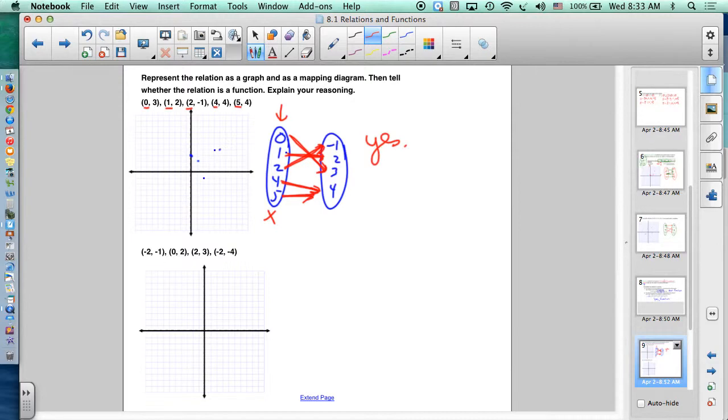In the second example, (negative 2, negative 1), we go left 2 and down 1. (0, 2) means we don't go left or right, we go up 2. (2, 3), we go right 2 and up 3. And (negative 2, negative 4) means we go left 2 and down 4.